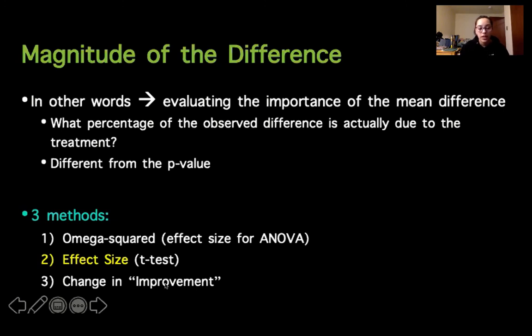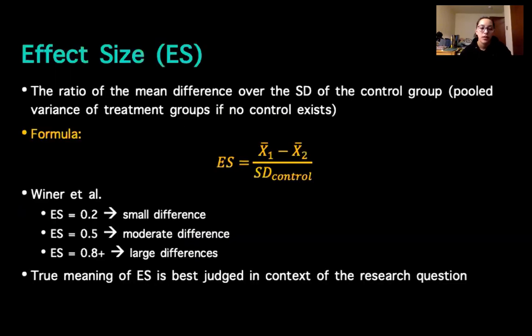We can also look at change in improvement, which is looking at a mean difference as a percentage. We don't really look at this one in this class just because you guys already have enough to remember. But the magnitude of the difference just tells us what does the difference mean? Is it large? Is it small? Is it a moderate difference in terms of the units we've collected?